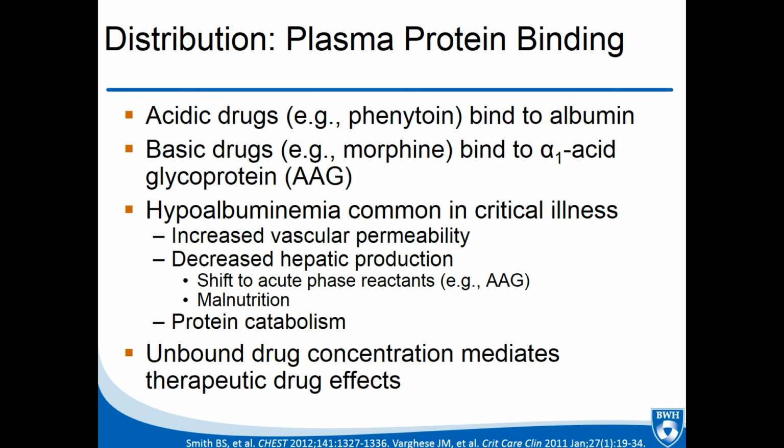Now we've talked about altered volume and distribution, but another distribution factor is changes in plasma protein binding. Acidic drugs in general, such as phenytoin, will bind to albumin, and basic drugs like morphine will bind to AAG, the alpha-1 acid glycoprotein. But in general, I think the plasma protein binding concepts apply to both. Hypoalbuminemia is common in critical illness, so we'll see increased vascular permeability, decreased hepatic production, and then a shift to acute phase reactions and protein catabolism. Unbound drug concentration often will be what mediates therapeutic drug effects.